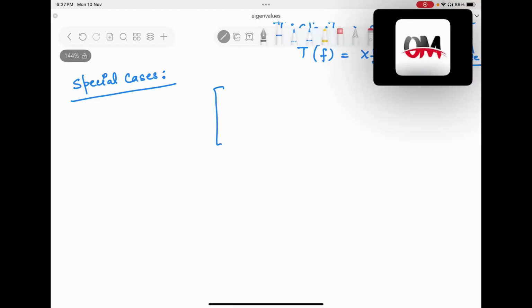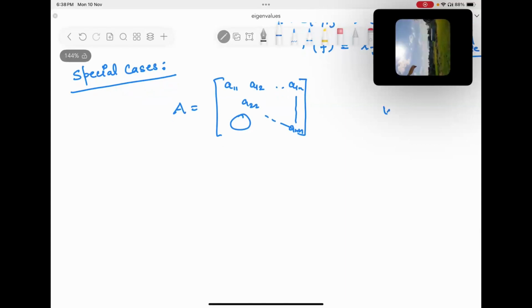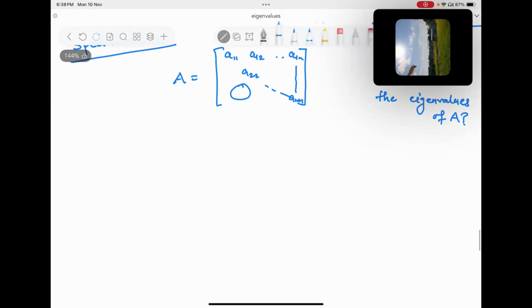Now suppose you have a triangular matrix, it doesn't matter whether upper triangular or lower triangular. Suppose you have a11, a12, and so on up to a1n, then a22, up to ann, and the part below is 0. Now what can you say about the eigenvalues of this matrix? The diagonal elements. Why are the eigenvalues only the diagonal entries?